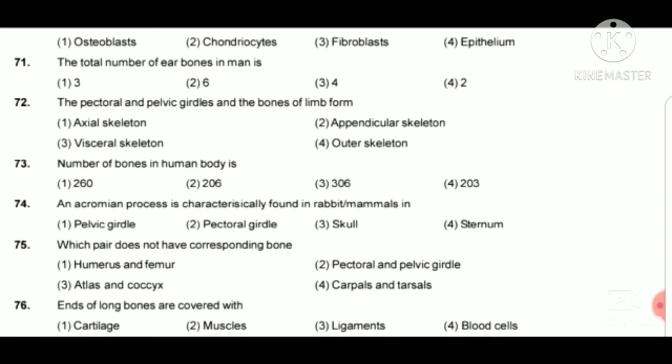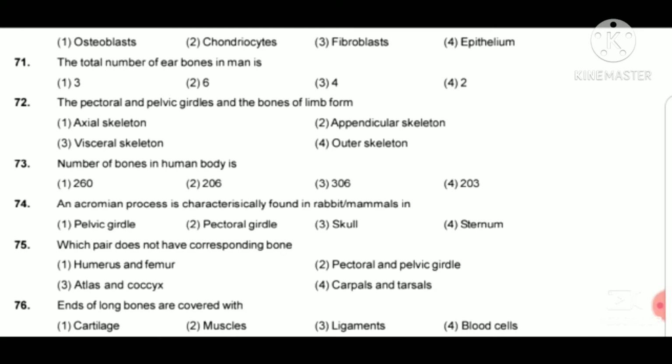Next is question number 73. Number of bones in the human body is number 1, 260, number 2, 206, number 3, 306, number 4, 203. We all know the number of bones in the human body is 206. So the answer is option number 2. Next is question number 74.